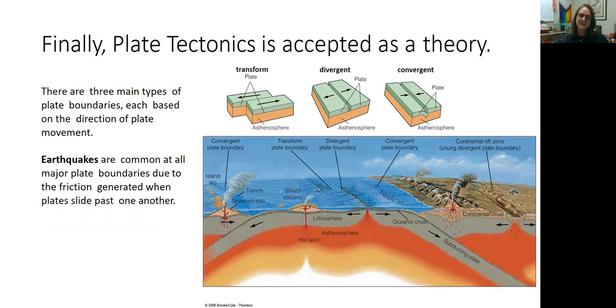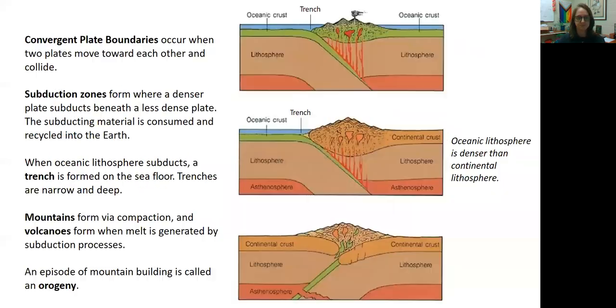All right, so now this is a theory, now we know it. We also know that there are three main types of plate boundaries, each based on the direction of plate motion. I've already been talking about a lot of these, so hopefully a lot of what I'm about to talk about will be reiteration and review. Earthquakes can occur at all plate boundaries, because anywhere two plates are rubbing and grinding against each other creates earthquakes. They are more common at some than others, but they occur at all plate boundaries.